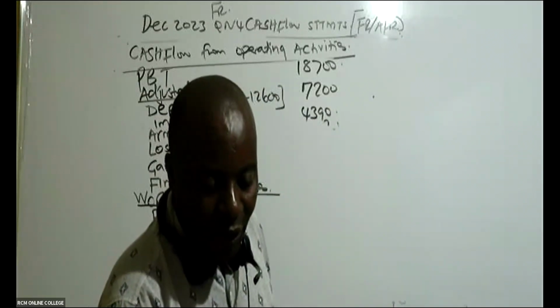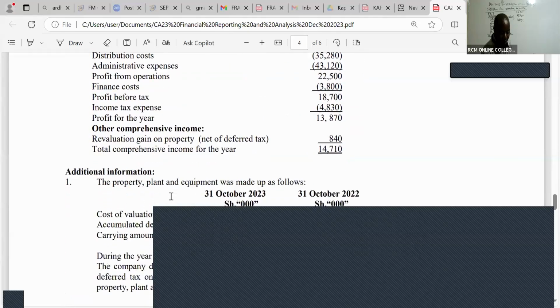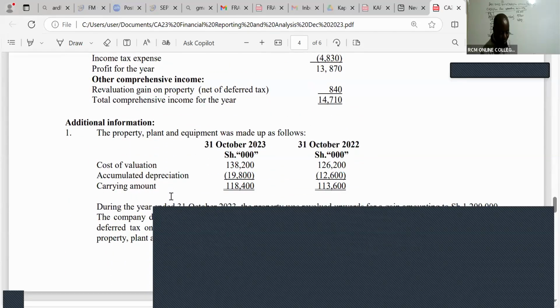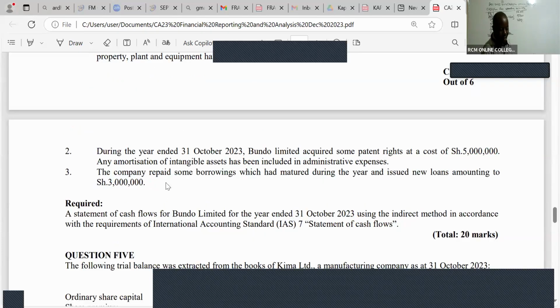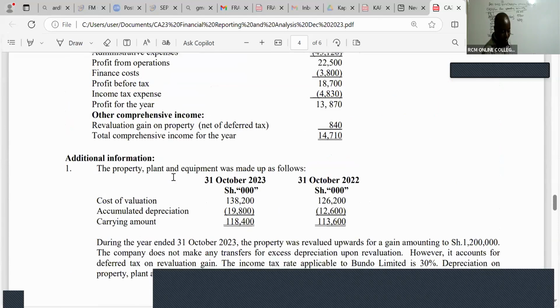All right, ladies and gentlemen, I will come to the next working here. Next, additional information. Note number 3: the company repaid some borrowings which had matured during the year and issued new loans amounting to 3 million.